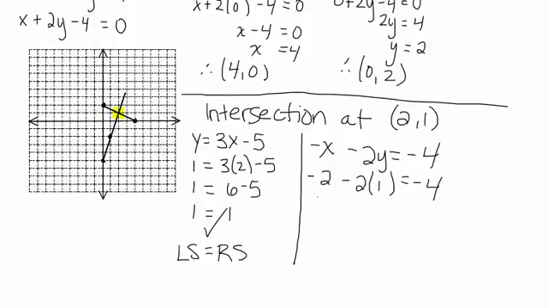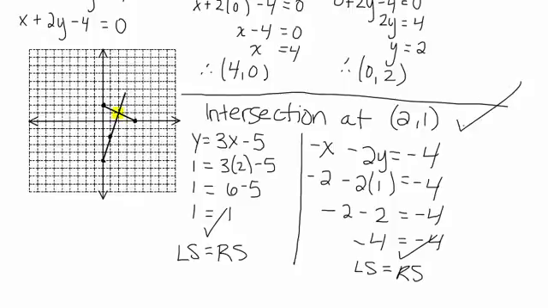So the left side needs simplifying. So negative 2 minus 2, on our right side there is no simplifying. And we end up with negative 4 equals negative 4. So the left side equals the right side for both equations. Therefore, we can confirm that the intersection happens at 2, 1.